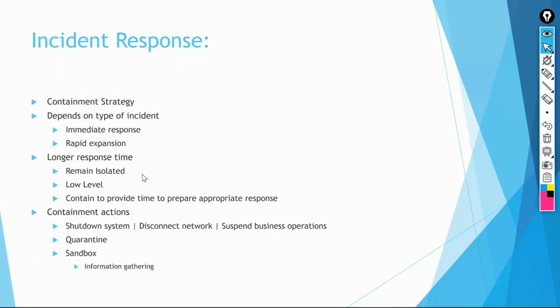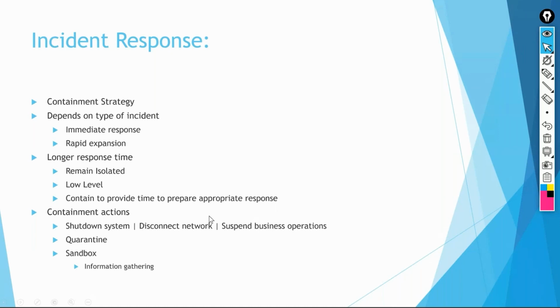So you need to do an isolation, contain the incident to provide time to prepare an appropriate response. Now, what are the containment actions we can have? We can shut down the system, we can disconnect the system from the network, we can suspend the business operations, we can quarantine the system, quarantine the virus.